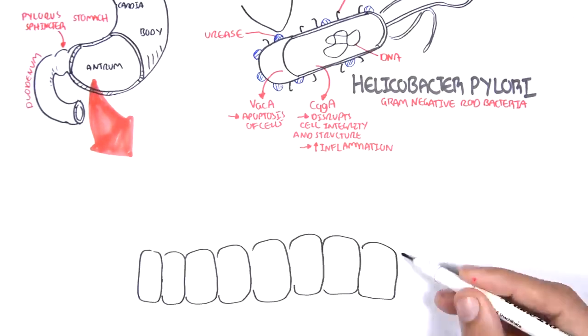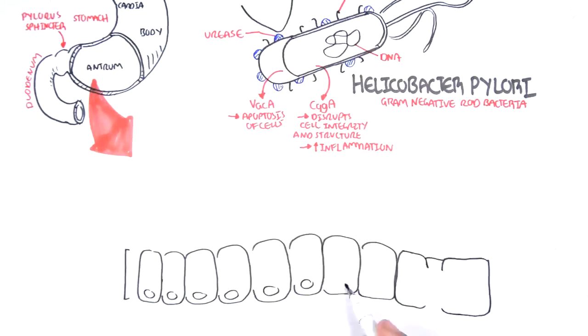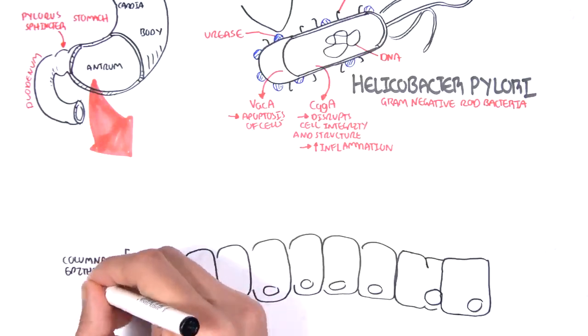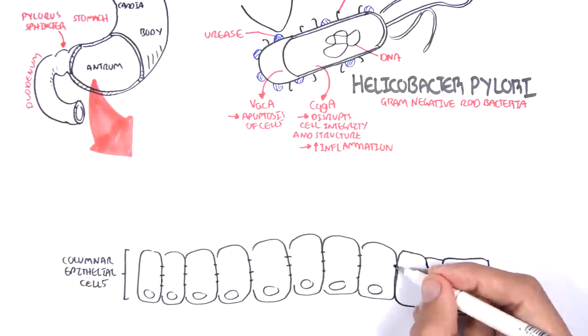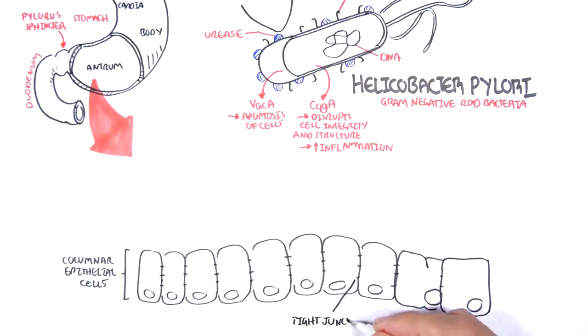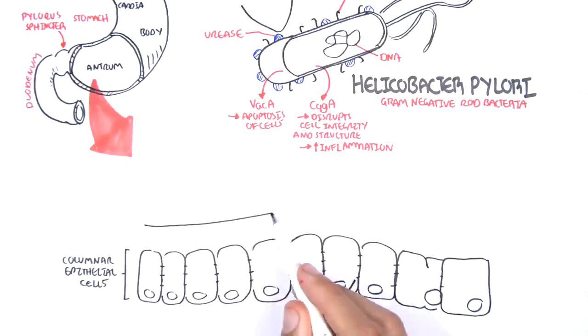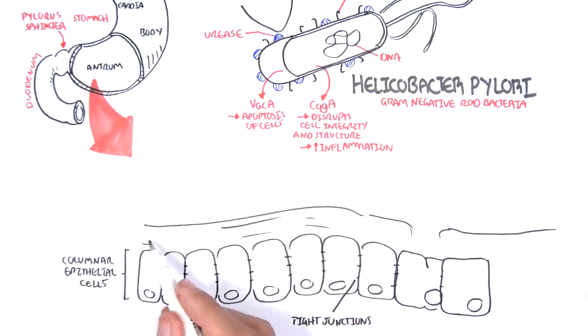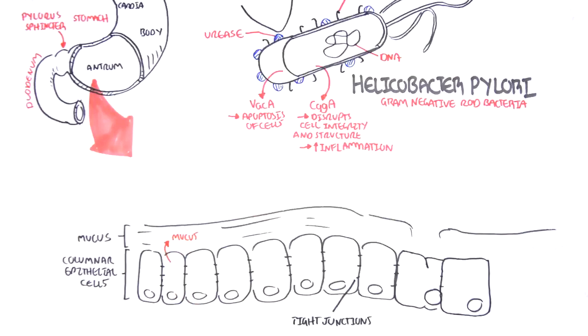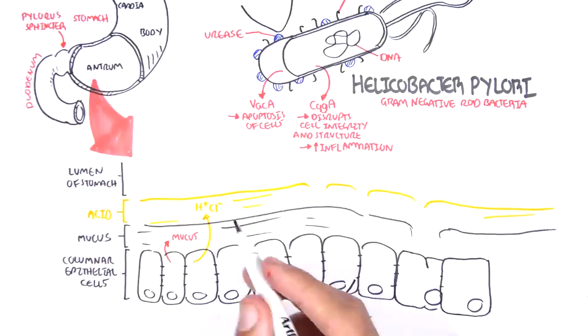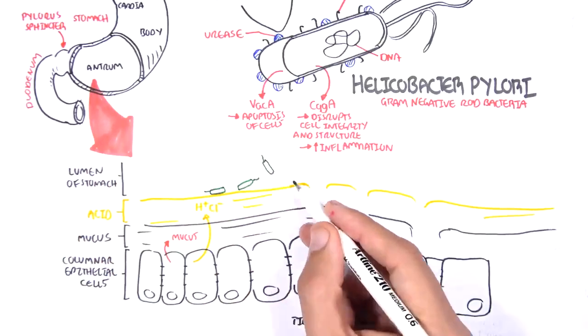So zooming into the antrum of the stomach, we can see that the stomach cells are composed of columnar epithelial cells. And the columnar epithelial cells have between them junctions known as tight junctions. Above these columnar epithelial cells, we have a layer of mucus, which is produced by the goblet cells. And mucus is very important because it acts as a barrier from the hydrochloric acid layer on top. And the hydrochloric acid is important in the digestion of food. The hydrochloric acid is produced by cells known as parietal cells. And of course, above this acidic layer, we have the lumen of the stomach.